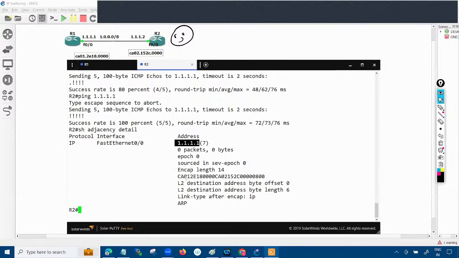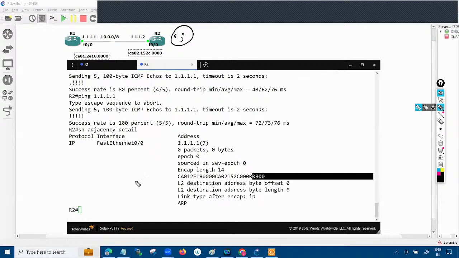And if you see the MAC address, it is CA012E1, right? 8000000, till this point. After that, we have the MAC address of my neighbor one. I'm on router 2 right now. Then after that, we have CA01 to this point, which is the R2 MAC address. And then we have the ether type information.